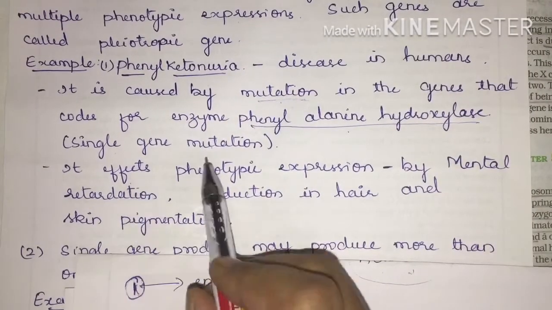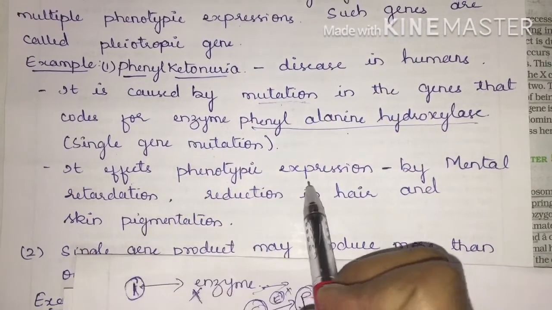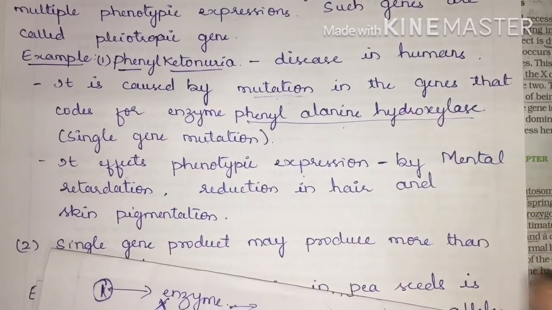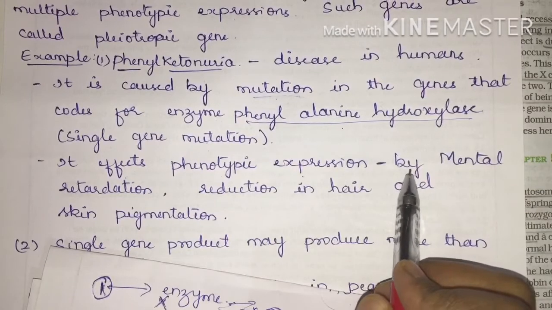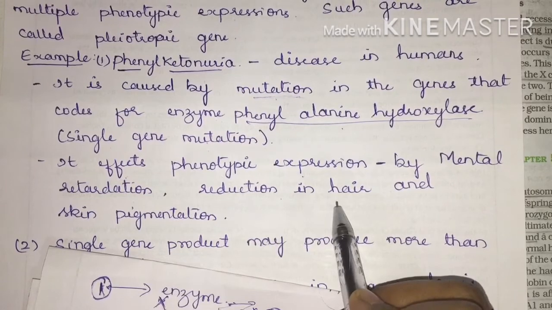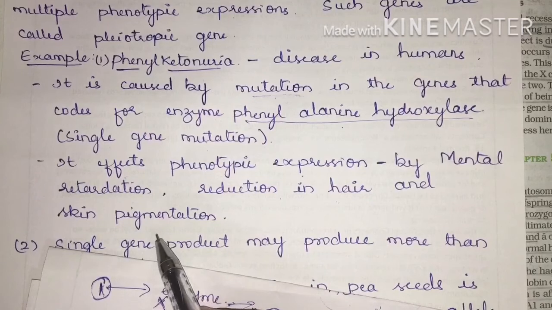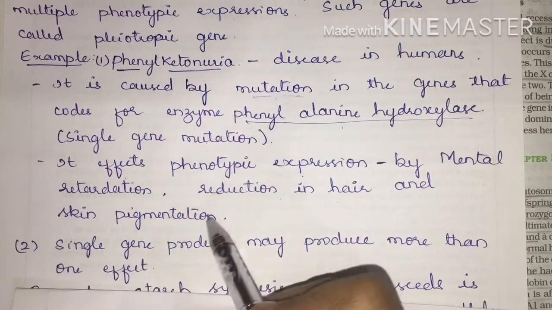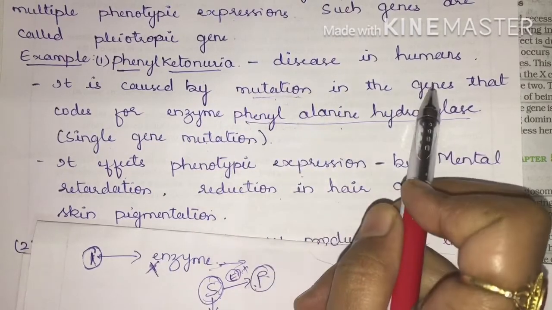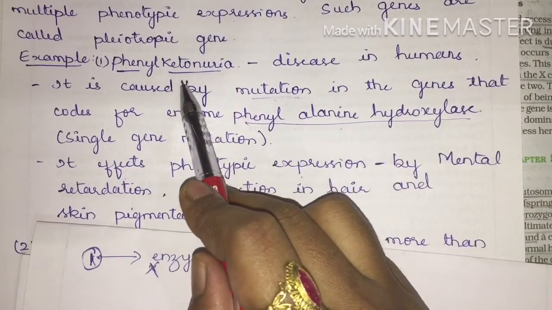Because the enzyme is not produced, it affects phenotypic expression. What phenotypic expression? Phenotype means morphological appearance, physical appearance. What are those? It can cause mental retardation, reduction in hair, hair production will be less, and skin pigmentation, the color of the skin might get reduced. All this is happening because this enzyme is not produced. Why is this enzyme not produced? Because there is a defect in the gene. How has that defect been caused? Because of mutation. For that kind of disease we call it phenylketonuria.